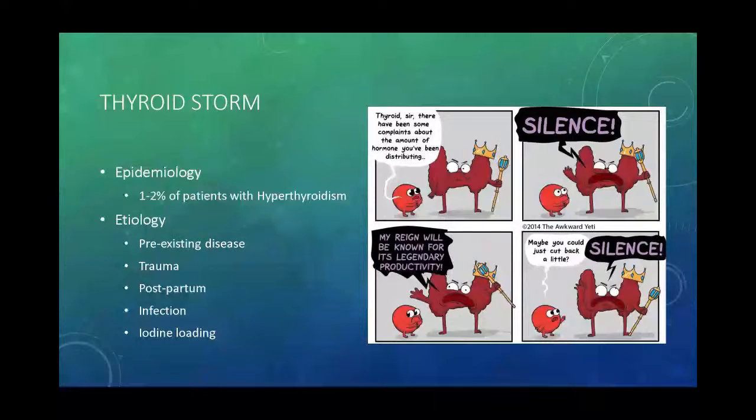So thyroid storm is fairly uncommon. It typically only presents in patients with hyperthyroidism. And of those patients with hyperthyroidism, thyroid storm only presents in about 1 to 2%. However, the reason I'm mentioning it is that the patients that do present with thyroid storm have about a 10 to 20% mortality rate associated with it.